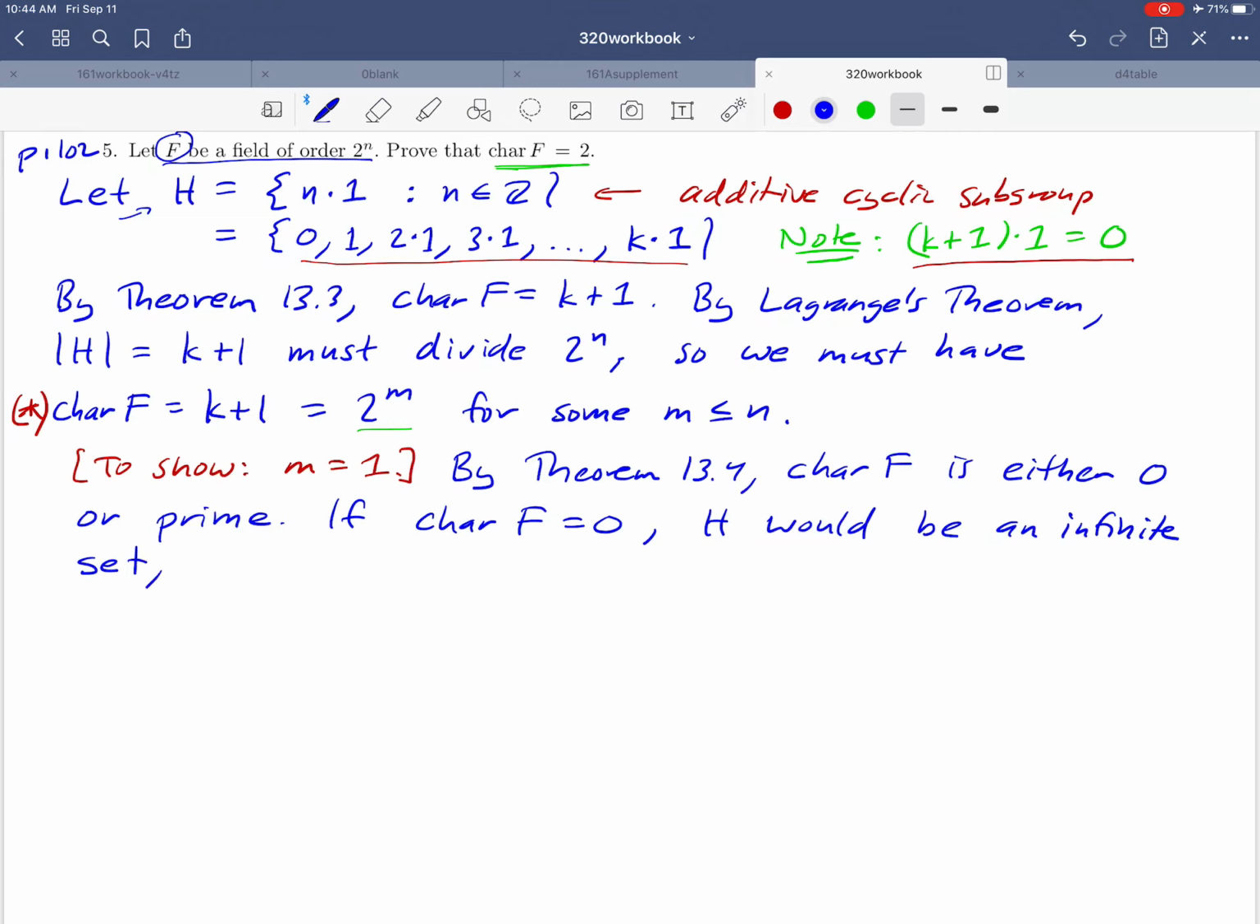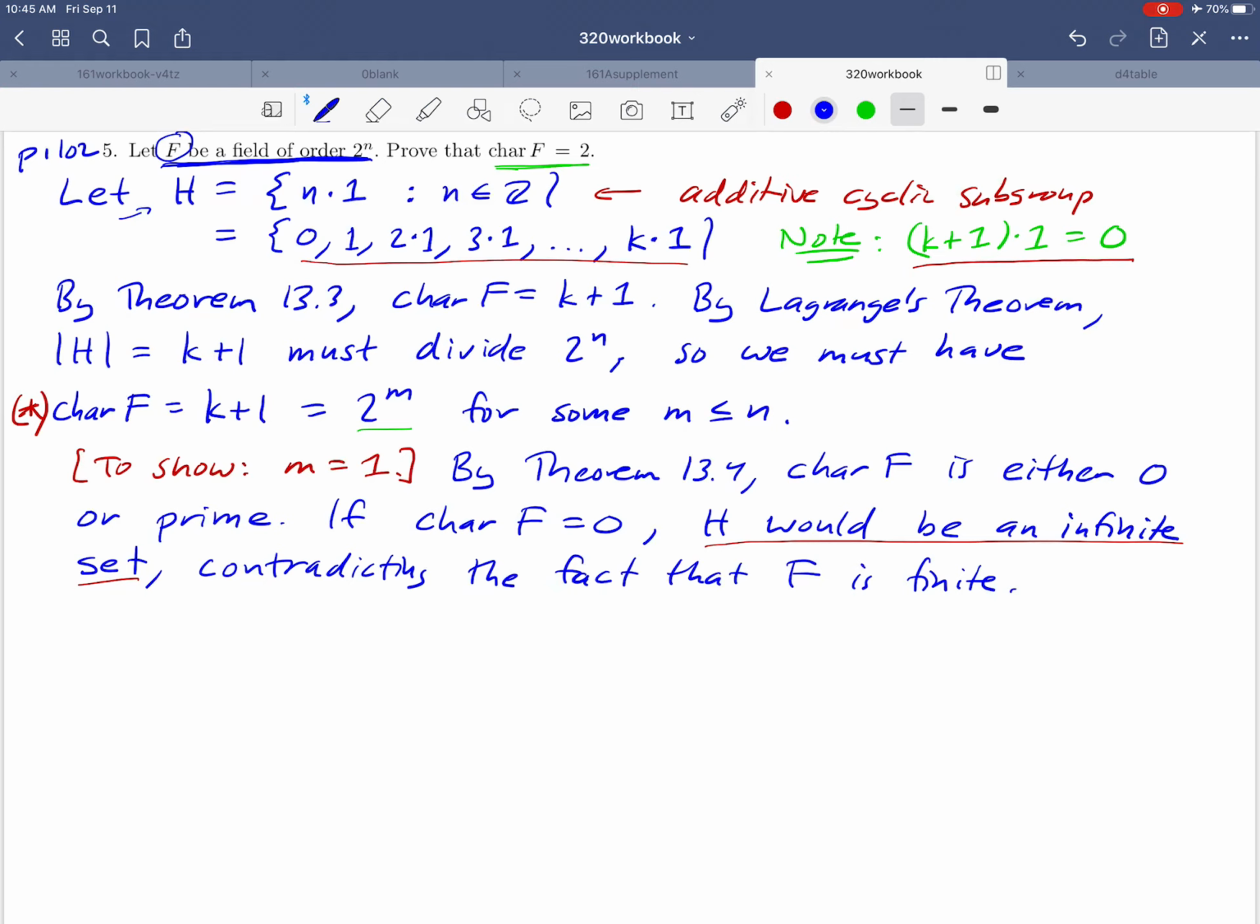If you think about it, that can't happen because H is a subgroup of F, and F is a finite set. That was our assumption, that F has order 2 to the n. So this would contradict that f is finite. The step that I'd like you to think about when you go back and reread this theorem is that H would be an infinite set. I just stated that that's a result of saying that the characteristic of f is 0. I'd like you to think about that and convince yourself that that's really true, what we wrote there.